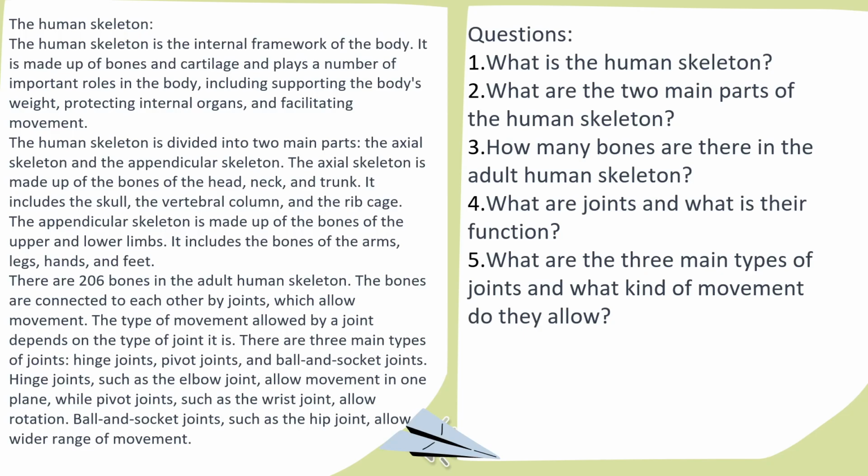Questions. 1. What is the human skeleton? 2. What are the two main parts of the human skeleton? 3. How many bones are there in the adult human skeleton? 4. What are joints and what is their function? 5. What are the three main types of joints and what kind of movement do they allow?